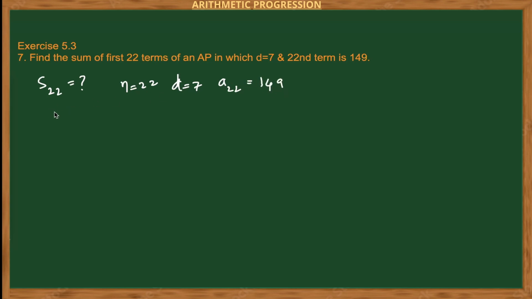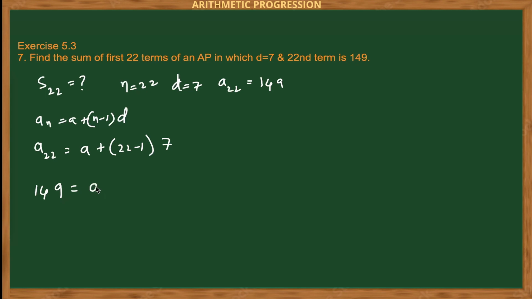Now a22 is given, so with this we can find the value of a. The first term a is not given, so we can use an is equal to a plus n minus 1 into d. In this case a22 is equal to a plus, n is 22, 22 minus 1 into d, d is 7.